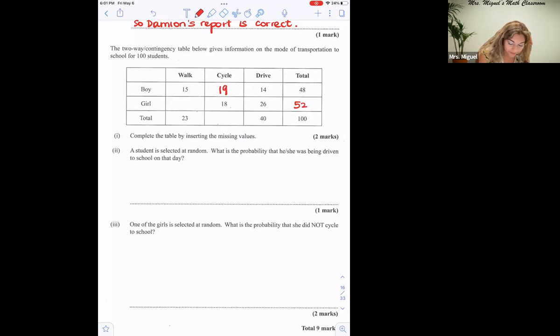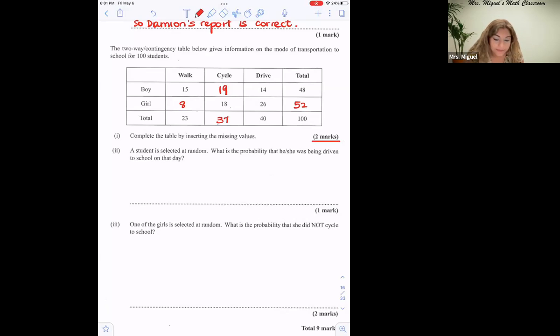So this missing value is 52 minus 18 minus 26. Here, this is 8. And, well, this value here, 100 minus 23 minus 40, this is 37. So we would have scored 2 marks, right?